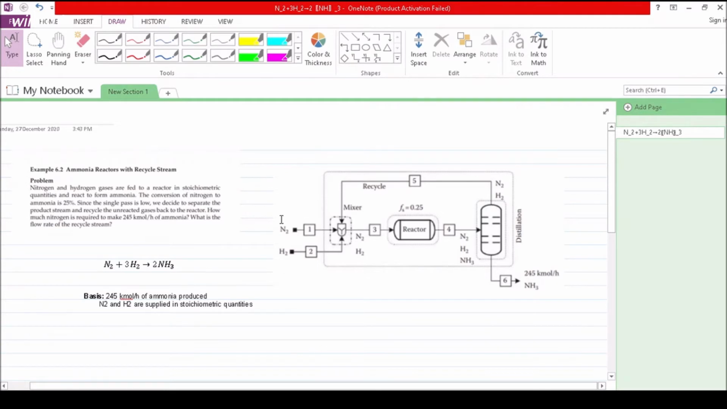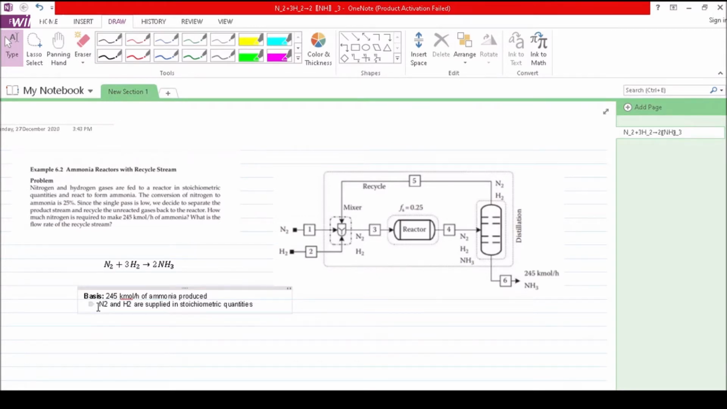The feed nitrogen and hydrogen flow into the reactor, and the product is separated into pure ammonia at a rate of 245 kilomoles per hour, and the unreacted gases, nitrogen and hydrogen, back to the feed stream. We also have the reaction for the production of ammonia given by 1 mole nitrogen plus 3 moles hydrogen to form 2 moles ammonia. So to start, we have a basis given by 245 kilomoles per hour of ammonia produced, and in the problem it is stated that the feed nitrogen and hydrogen are supplied in stoichiometric quantities.